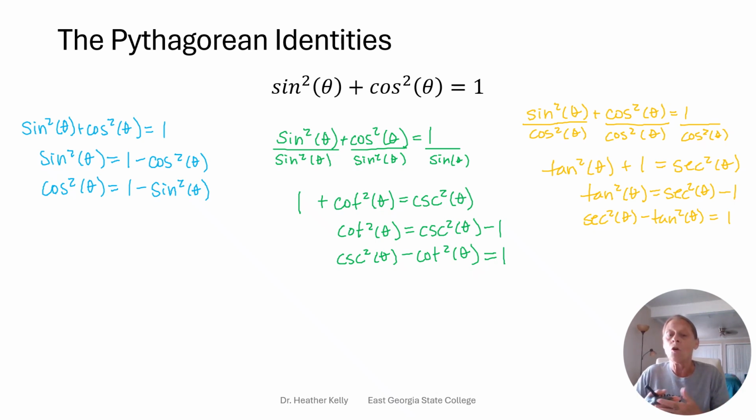Now, what's going to happen as you progress with trigonometry is, when you see a cotan and a cosecant squared together, or you see a tan squared and a secant squared together, or sine squared and cosine squared together, that's going to trigger something in your mind and make you go, oh, is there something I can do here?